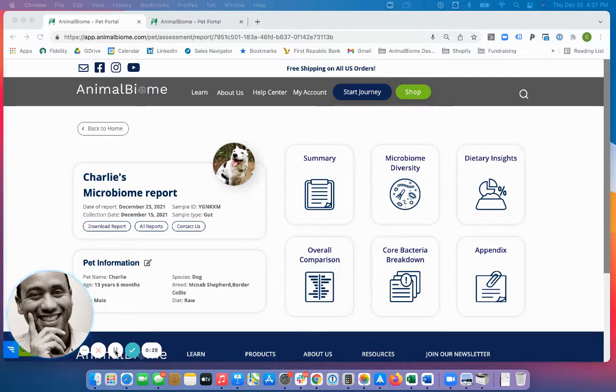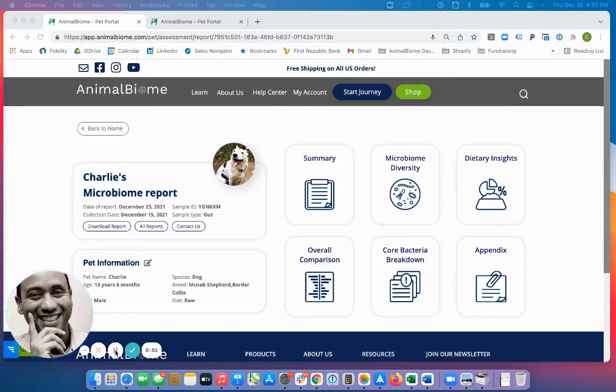A few weeks ago, our eldest dog, Charlie, was experiencing some moderate GI distress, and his diarrhea lasted more than 36 hours. We took a poop sample and sent it to AnimalBiome to be analyzed, and these are his results. Every pet parent who submits a sample receives a report like this, which can be accessed through the pet portal.